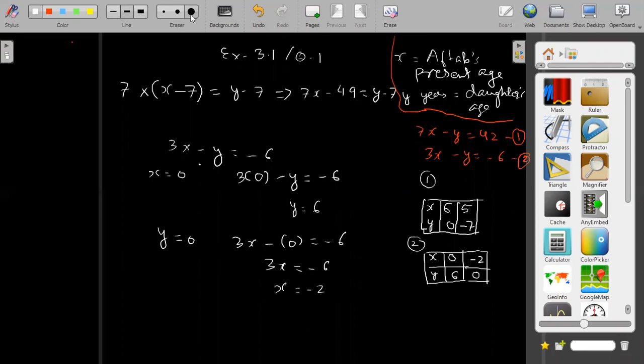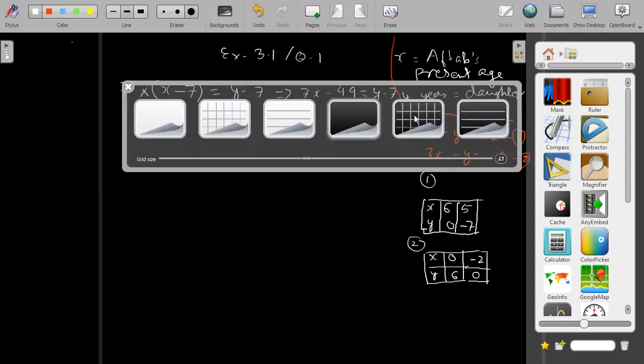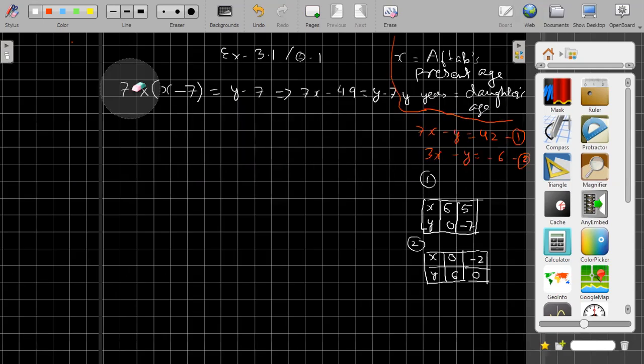Got it? After this, now we have to draw the graph of these 2 points. But you have to show all the solution that we did. Now we will draw the graph of this. These points we have to show on the graph. So x-axis, y-axis, we will take x-axis and y-axis.